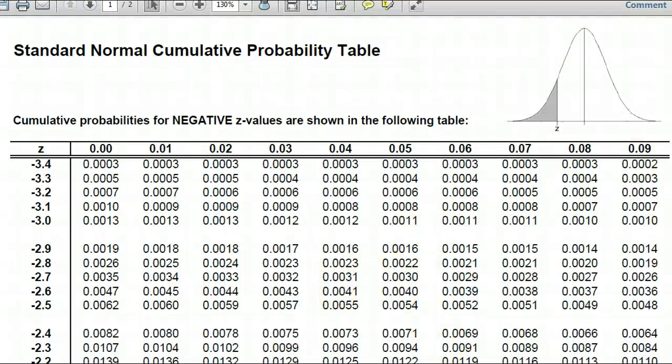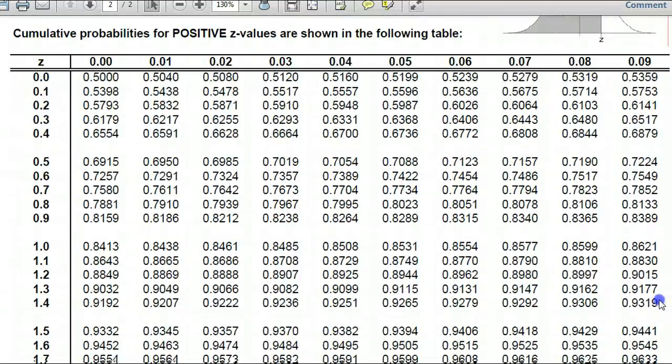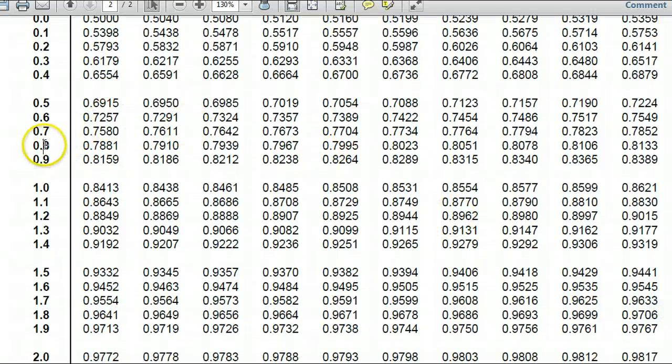It is positive, so I need to skedaddle over to the positive side. So here's 0.8, and this is 0.80, 1, 2, 3, 4, 5, 6, 7, 8. Okay, so that's 0.8106.